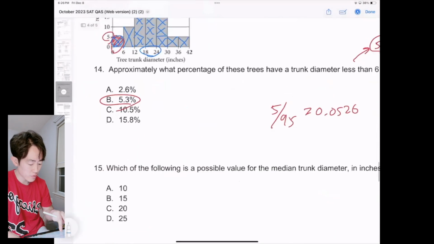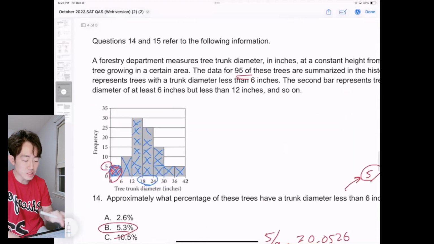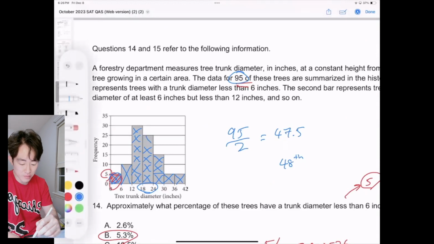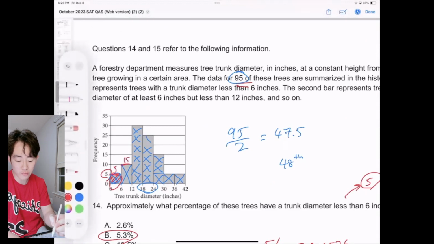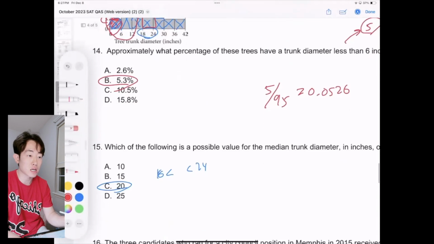Which of the following is a possible value? Somewhere between 18 to 24. The only answer that works is C. Or you can think of this as, okay, we have 95 numbers. What's that divided by 2? Well, that's 47.5. So you're really looking for the 48th term. There are 5 here. There are 10 here. So that's a total of 15 numbers. That's 30. So that's 45 numbers if you put all of these together. So the 48th term has to lie somewhere over here in this bar. So therefore, that could get you the same answer, which is C. So 2 ways to solve it.